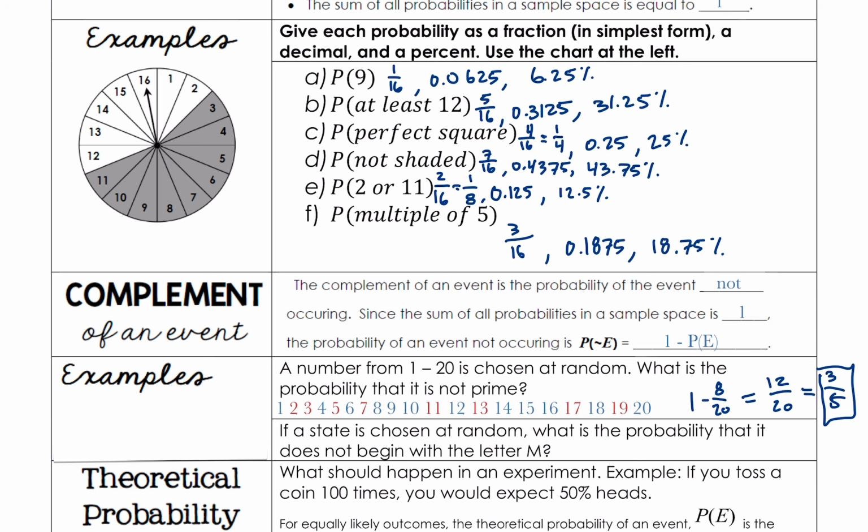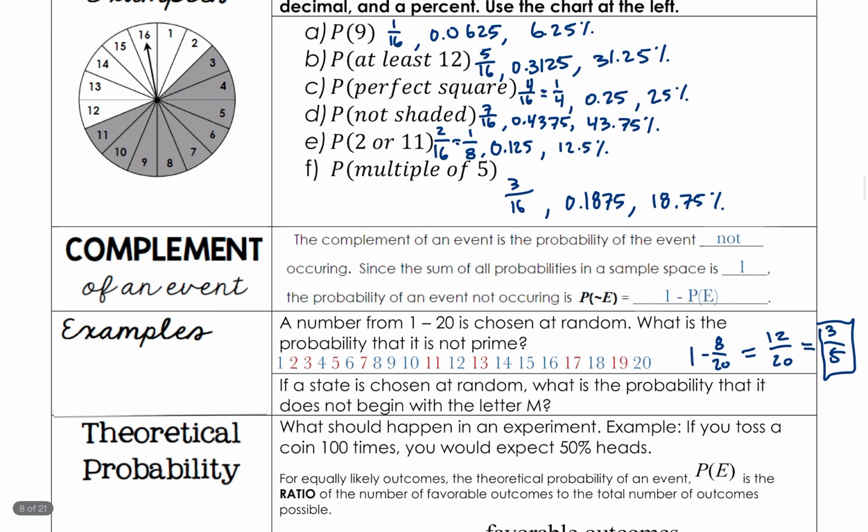Now, if our sample space is too big, maybe it's a lot easier to use the complement. So an example like this, if a state is chosen at random, what is the probability that it does not begin with the letter M? Well, there's a lot more states that don't begin with M than do begin with M. So it's easier to count up the amount of states that do start with an M.